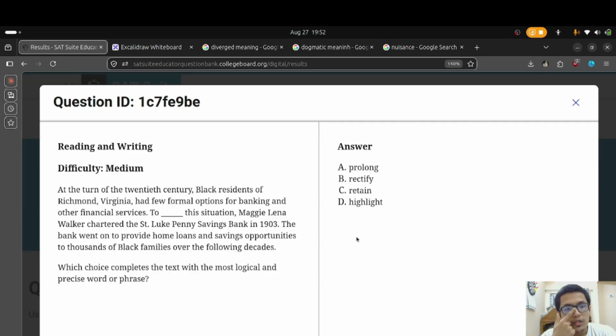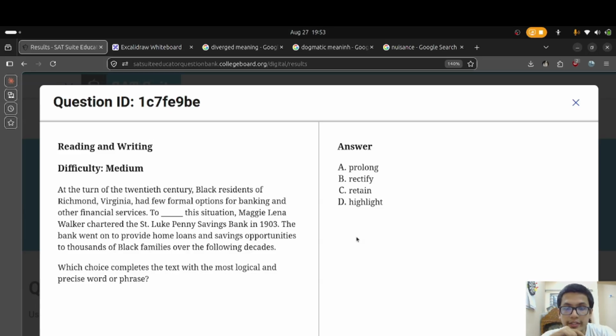Now, the black residents of Richmond, Virginia have few formal options for banking and other financial services. So, they have very few financial problems. Okay, they have very few financial problems. Formal options for banking and other financial services.